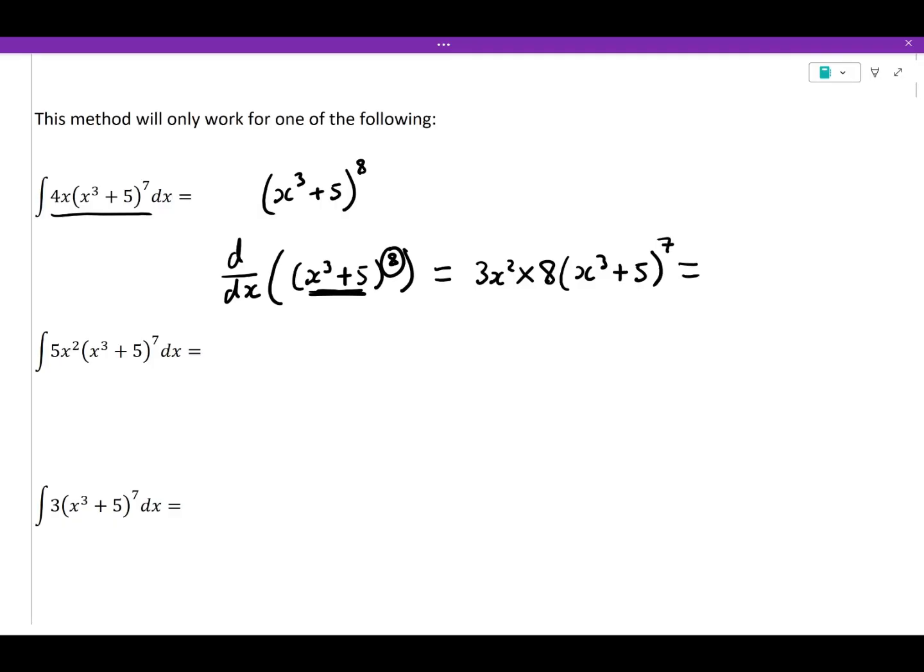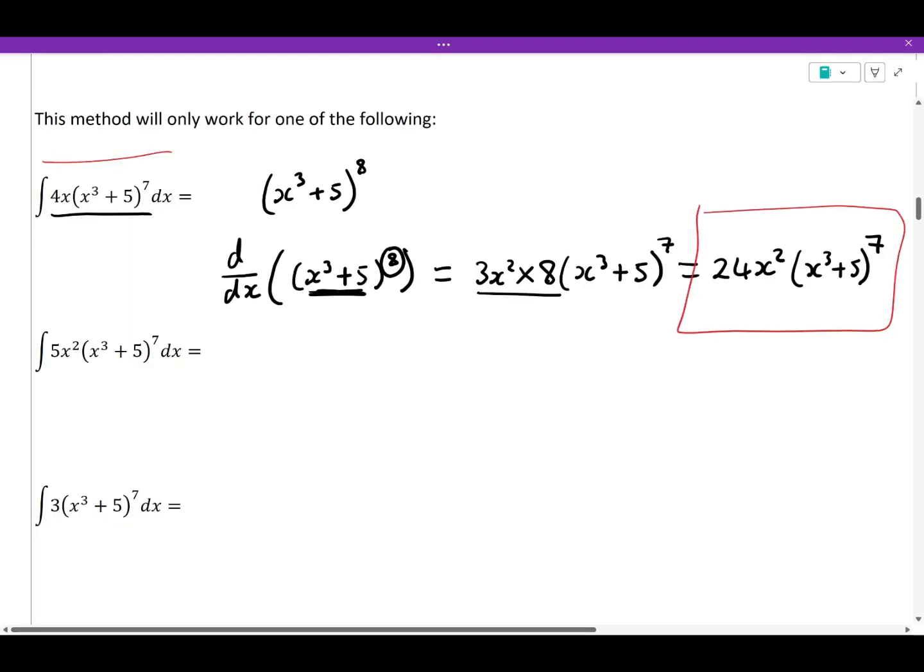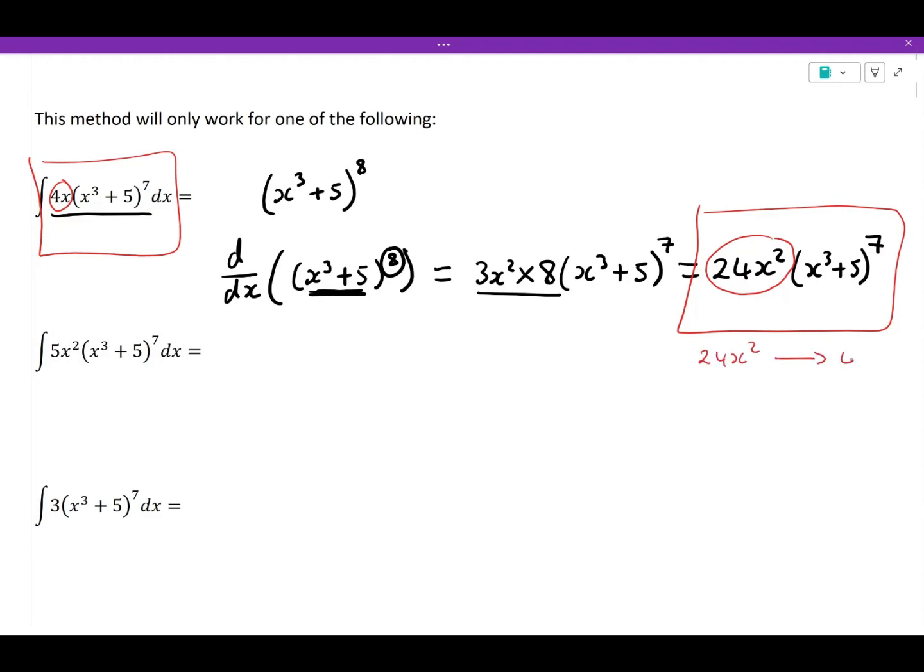So if we simplify what we've got there, 3x squared times 8 would be 24x squared. And then we have our bracket raised to the power of 7. So let's compare what I've ended up with here to my initial integral. Well, in front, we have a 24x squared, whereas over here we have 4x. So how do we get from 24x squared to 4x?